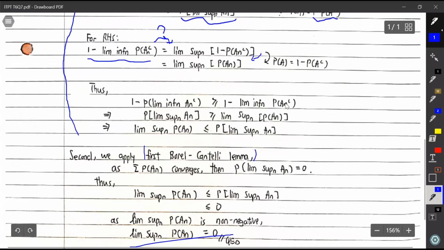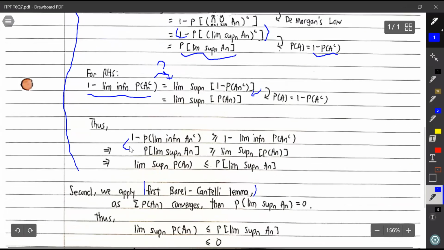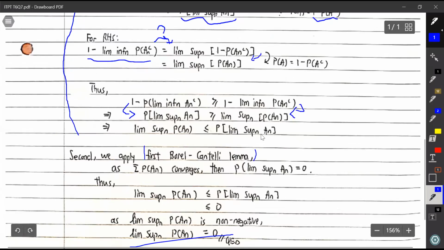Okay, so for the left-hand side we get this, and for the right-hand side we get this. Then we interchange them, and in the first step we get this result: the lim sup P(A_n) is smaller than P(lim sup A_n), as the hint asks us to do.